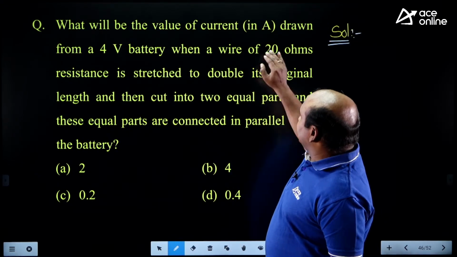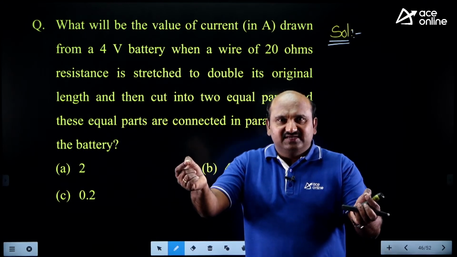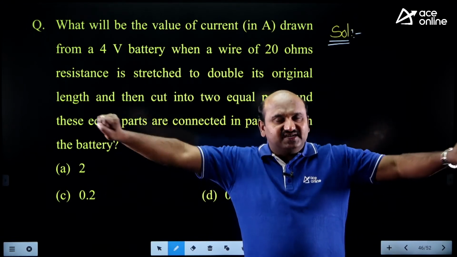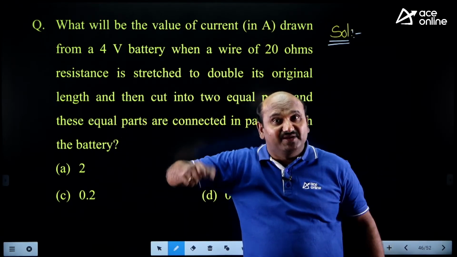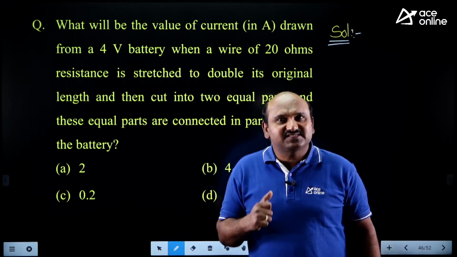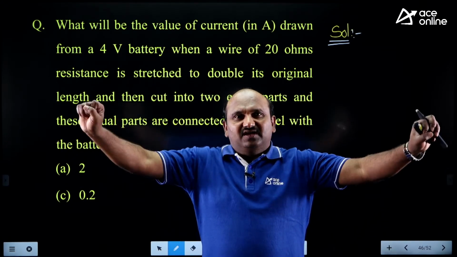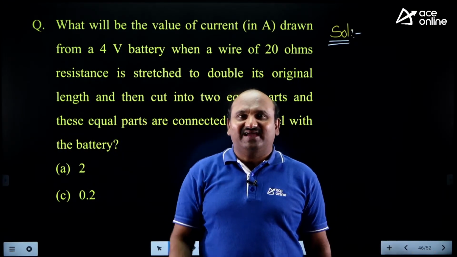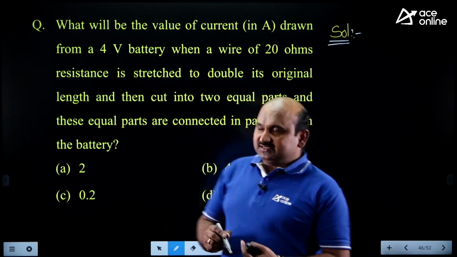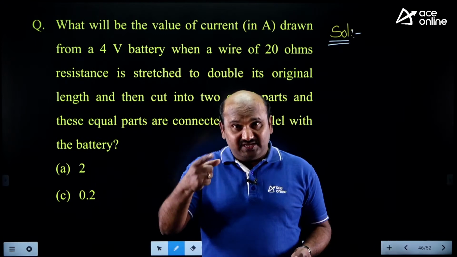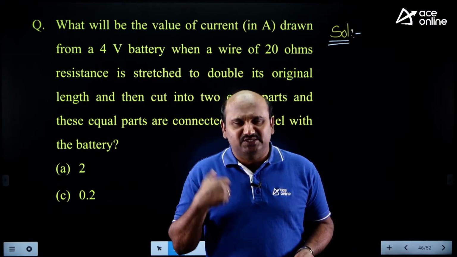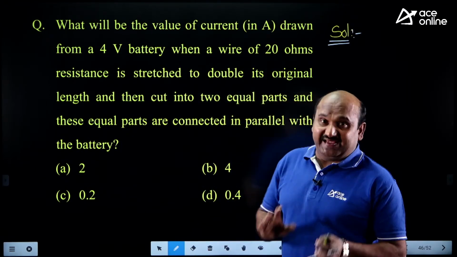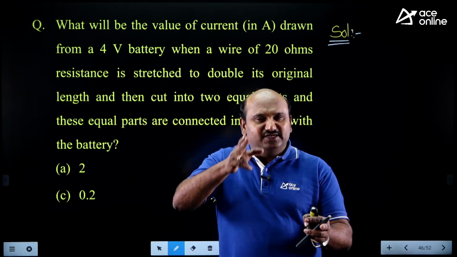First, we have a wire of 20 ohms, and it was stretched to double its length. Once you stretch it and the length is doubled, the area of cross section will be half. Then the total resistance of the stretched conductor will be 4 times, because it is n square times R. Here L2 is equal to 2L and A2 is equal to A1 by 2. Then with rho L by A, you get 4 times. 4 times 20 is 80.